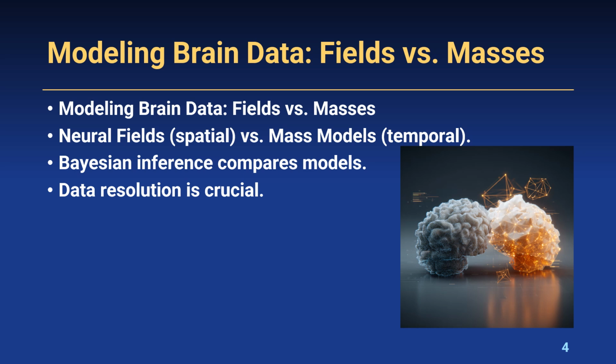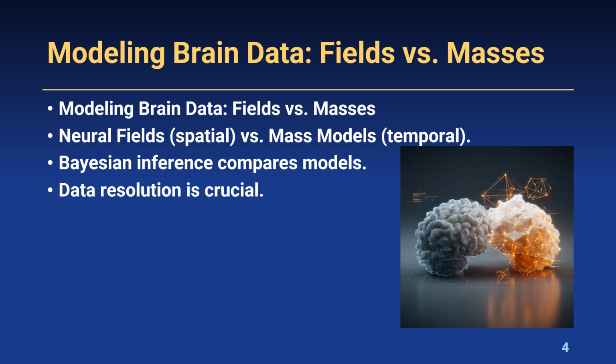The chapter presents a fascinating comparison using real brain data. First, they analyzed local field potential, or LFP, data from the auditory cortex. LFP recordings have very high spatial resolution, meaning they capture fine-grained spatial details of brain activity. In this case, the neural field model provided significantly stronger evidence than the simpler neural mass model. This suggests that for high-resolution data, the brain's spatial dynamics are crucial for accurate modeling.